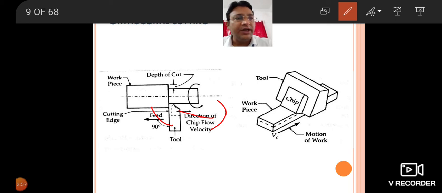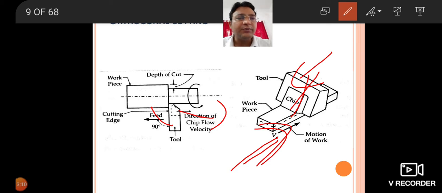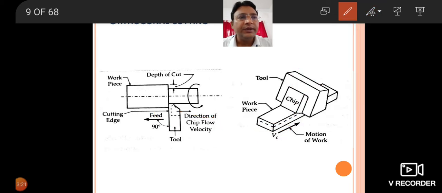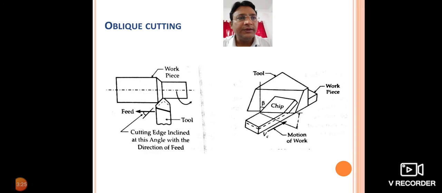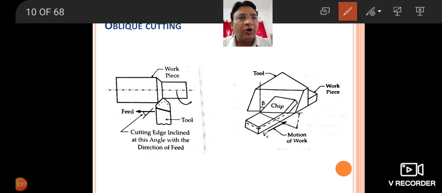The same thing is explained here. Here this is the tool. If you provide the motion to the workpiece, the workpiece is moving in this direction, or the tool is moving in this direction, and the chips are getting produced like this. This is a very simple operation. The operation which we have seen on the lathe machine, the single point cutting tool operation, that is the very simple orthogonal cutting. Here the tool is placed at 90 degrees to the workpiece. Now the second one is oblique cutting.